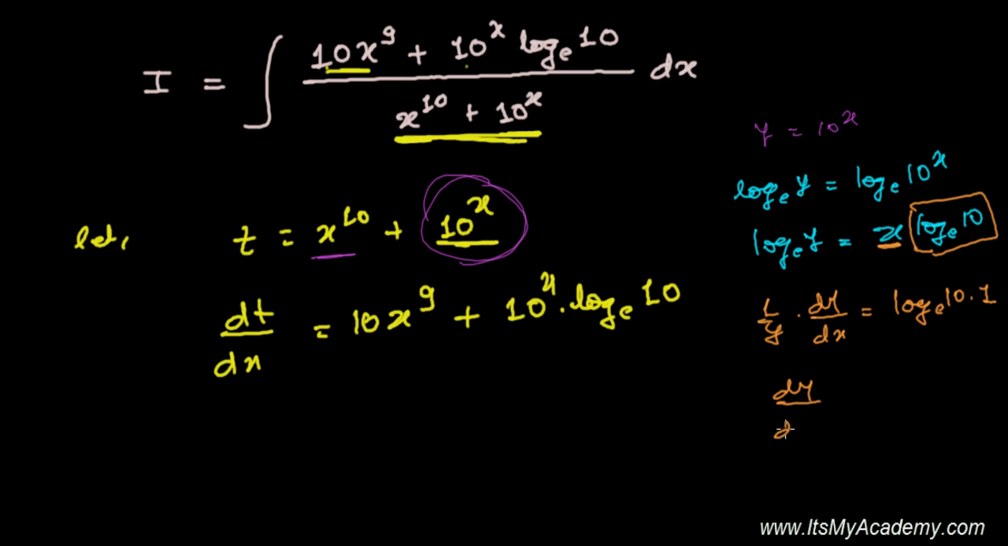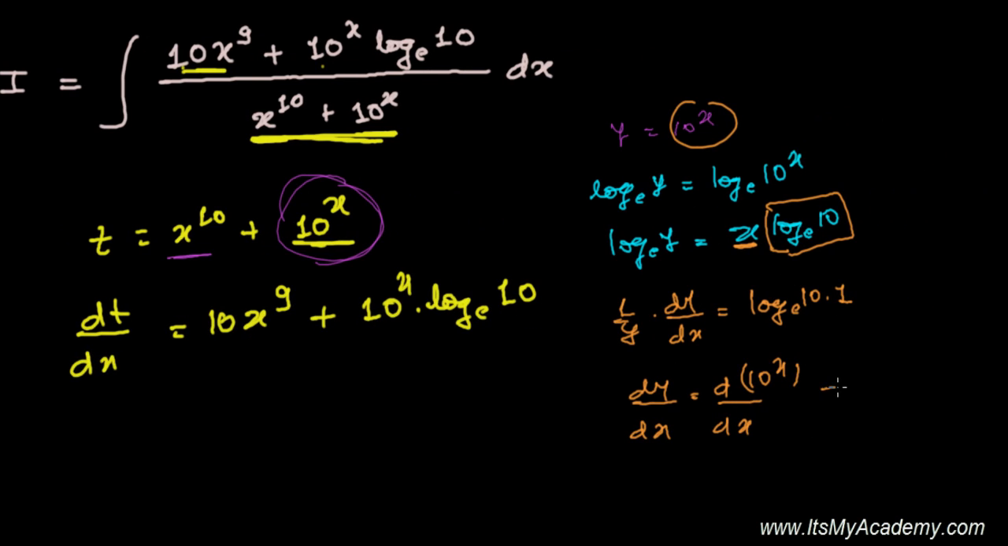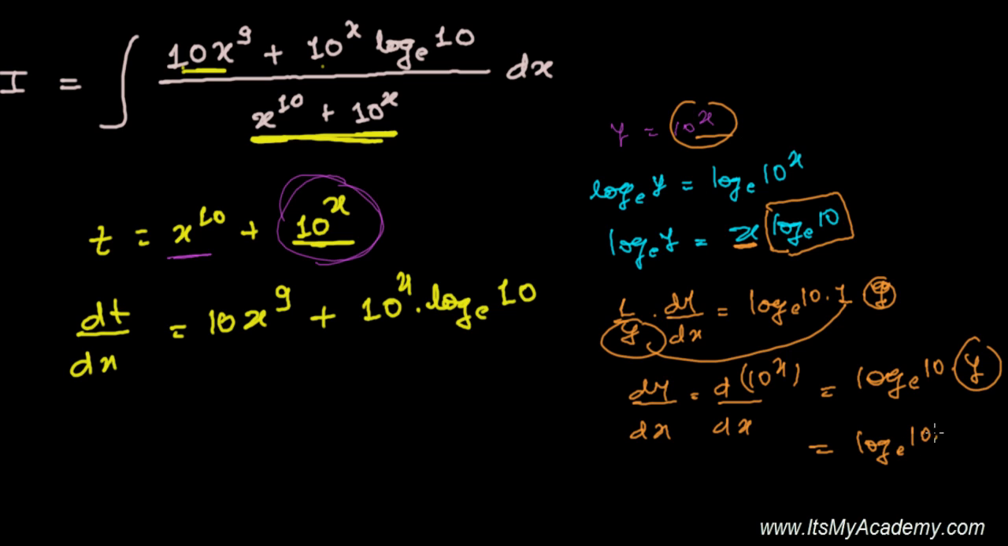So our derivative dy over dx, that is the derivative of 10 to the power x with respect to x, is log e 10 times y, and when y comes, we put the value of y, which is 10 to the power x. So that's what I say: the derivative of 10 to the power x is log e 10 times 10 to the power x. Very clear. This is the first term, this is the second term. I just exchanged here, so no problem at all.